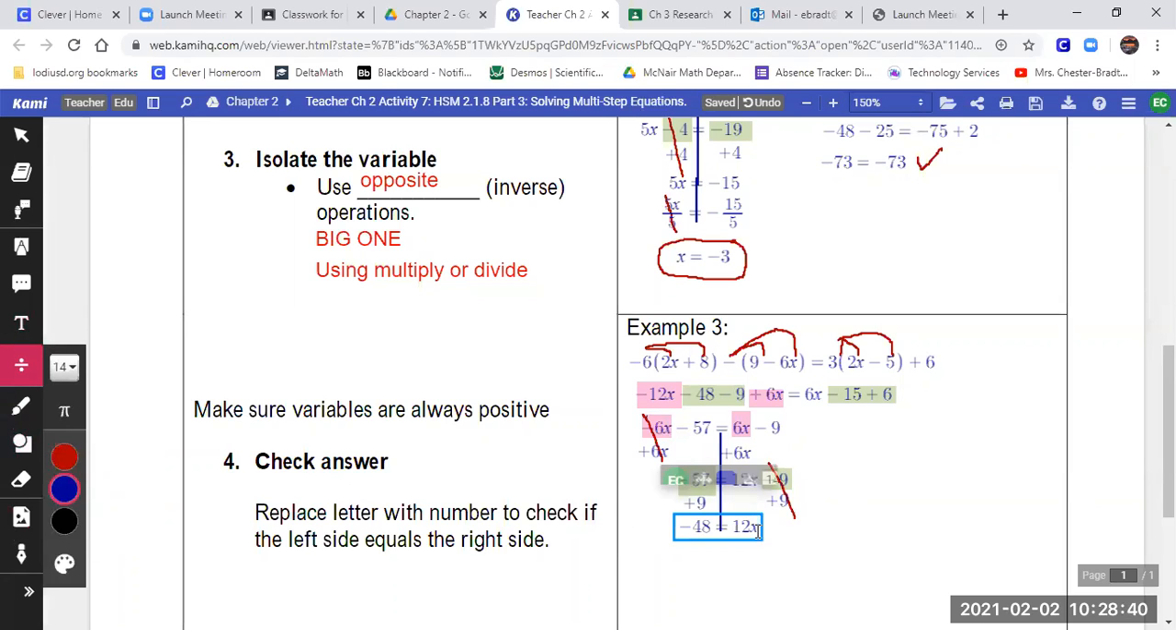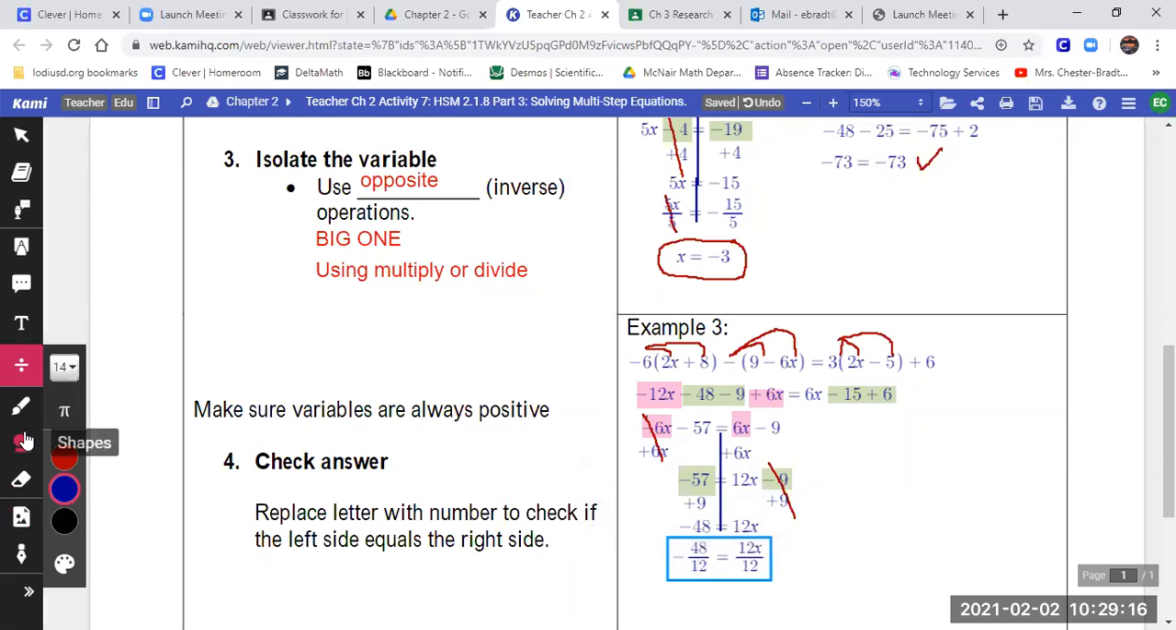We have to get the x all by itself. What are we going to do to get the x all by itself? No more number for the x. What are we going to do? Yep, divide by 12. So -48 divided by 12 has to equal 12x divided by 12. My big one appeared, right?